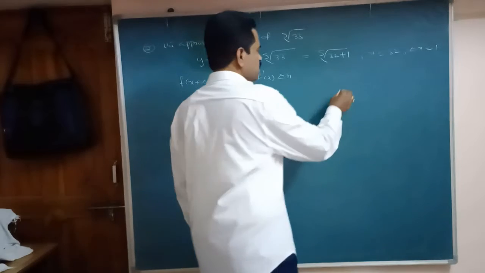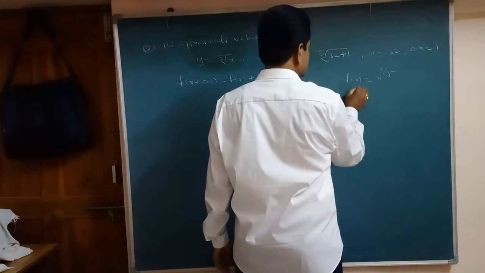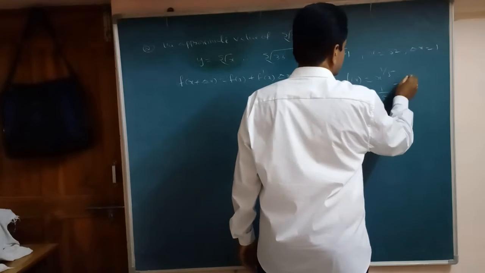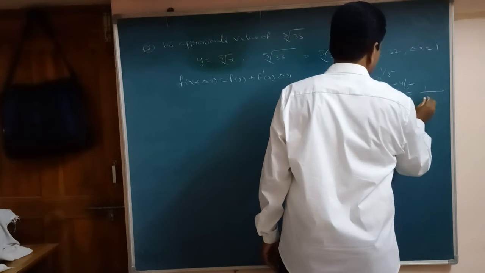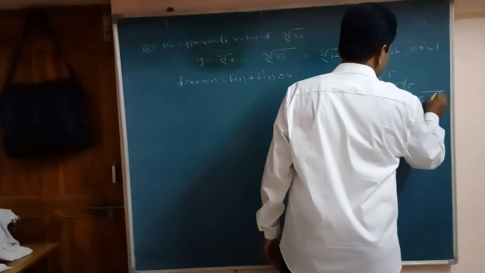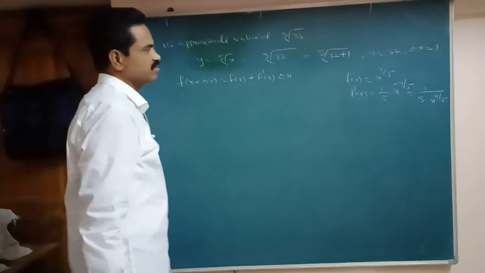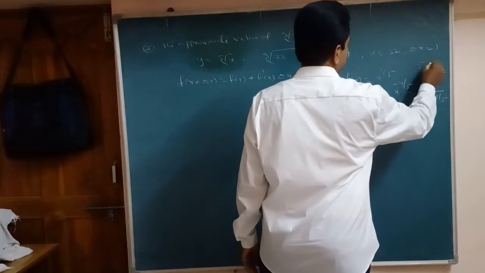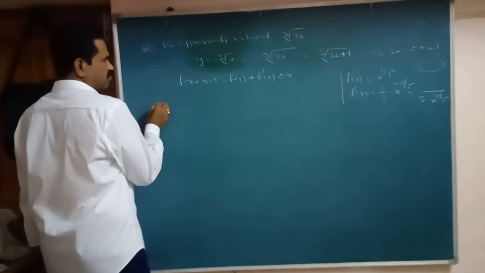So we know that d by dx of f of x equal to x power 1 by 5, then its differentiation is 1 by 5 into x power 1 by 5 minus 1, which is minus 4 by 5, that is 1 by 5 into x power minus 4 by 5. So n into x power n minus 1. 1 by 5 minus 1, how much is it here? Minus 4 by 5.